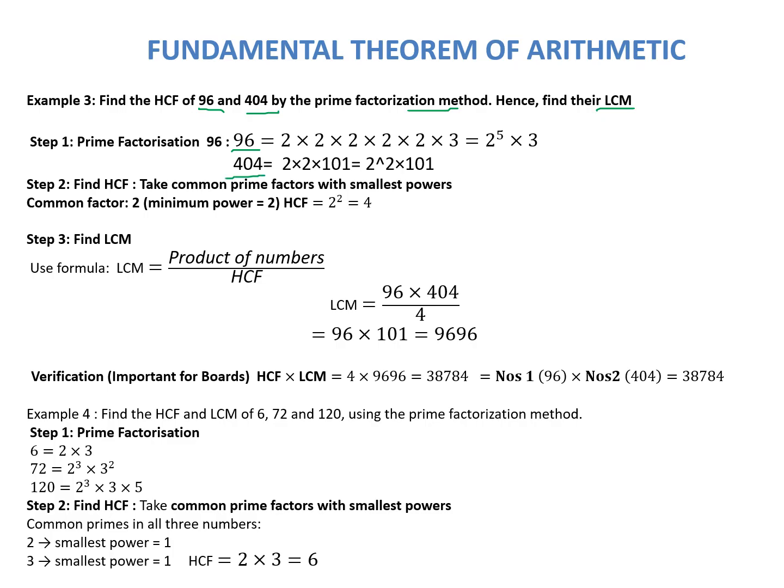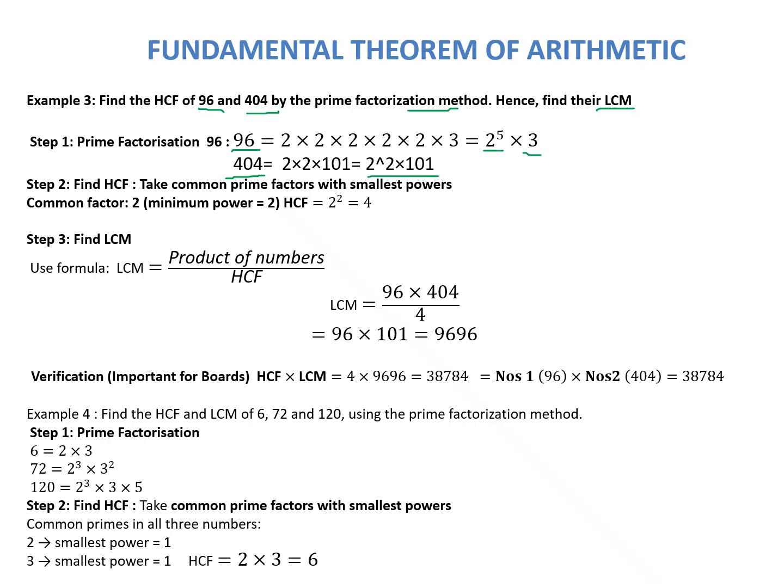So for 96, we have created a factorization table, and we are saying that 2 multiplied by 2 multiplied by 2 multiplied by 2 multiplied by 2, which means 2 to the power of 5 multiplied by 3, is the prime factorization of 96. And then for 404, we have 2 to the power of 2 multiplied by 101. This is the prime factorization of 404.